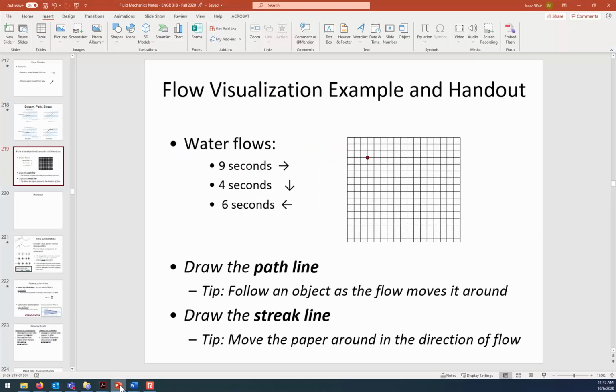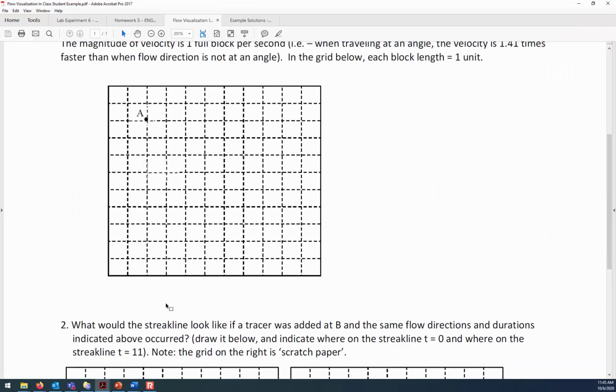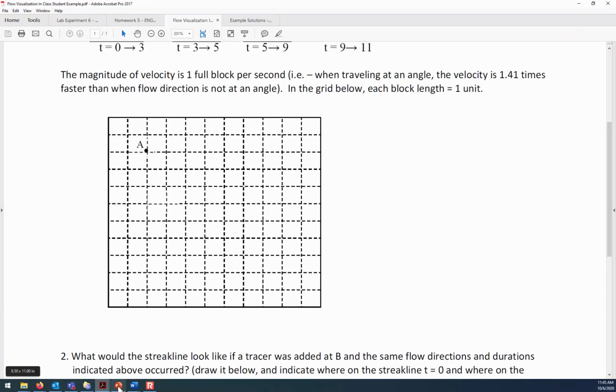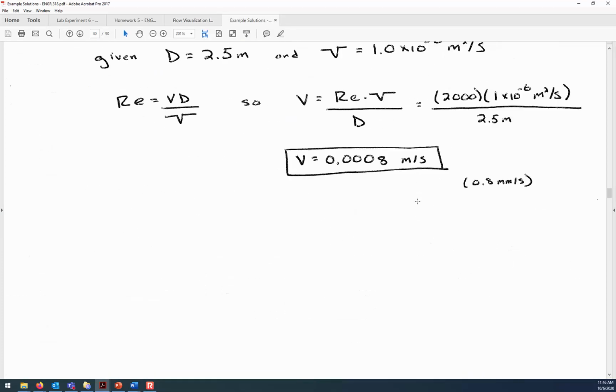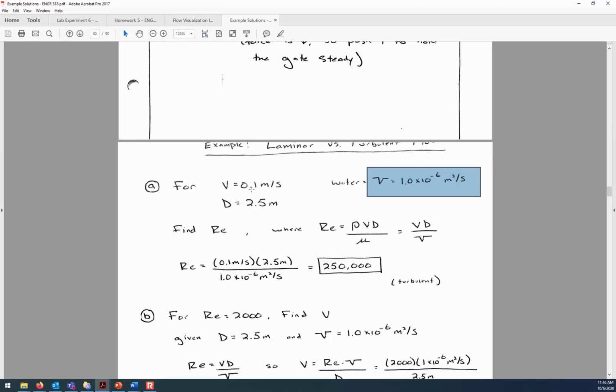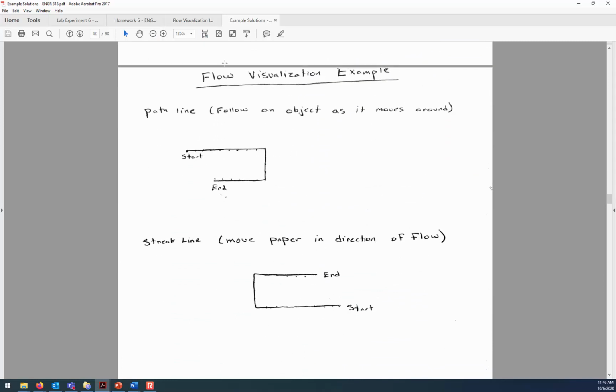All right, so the direction that the water is going to move is going to be to the right, down, and then to the left. And so let me show you what the path line and the streak line look like. Here we go. All right, this is the one.